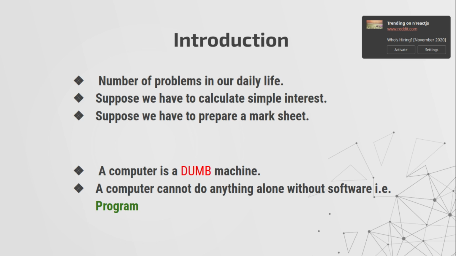A computer is generally a dumb machine. I think it doesn't have intelligence unless it is AI enabled, or has advanced features. Let us assume it is a dumb machine, and it cannot do anything alone without software. Without software, the computer hardware can't do anything. So any computer needs a program to execute, or any software to execute the different activities or programs.